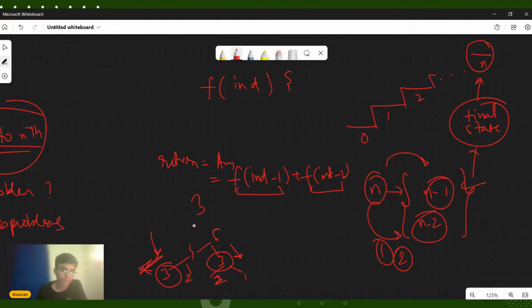Okay. So now I will call the recursion. But you know that in order to stop a recursion, you need to have base cases. Can anyone tell me what the base cases are in this case? Anyone?